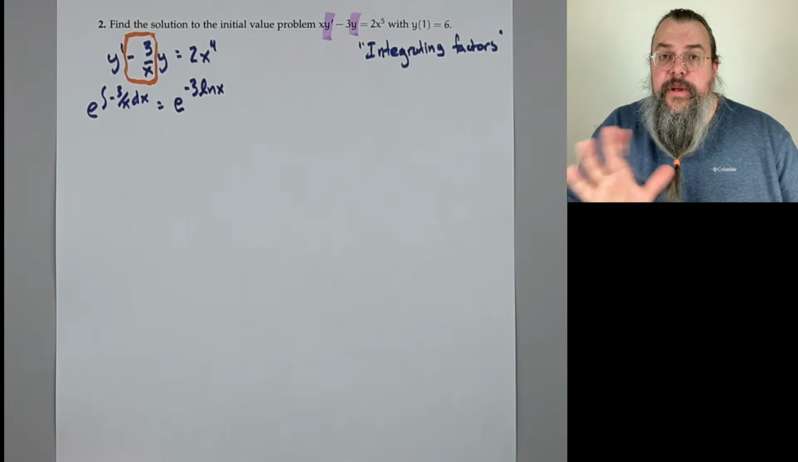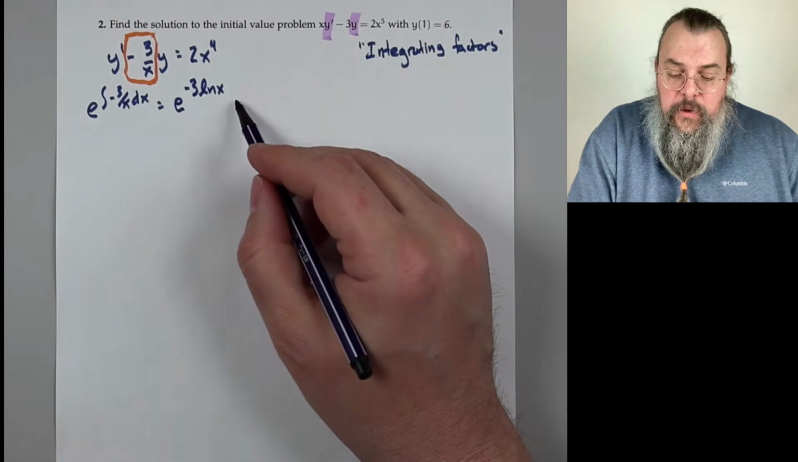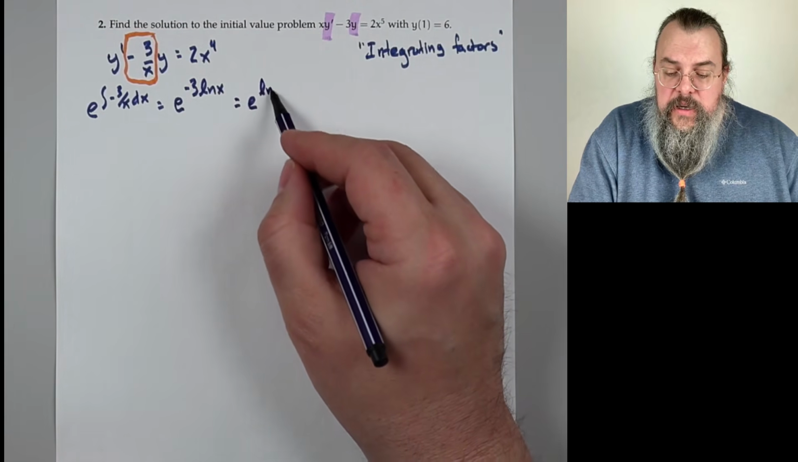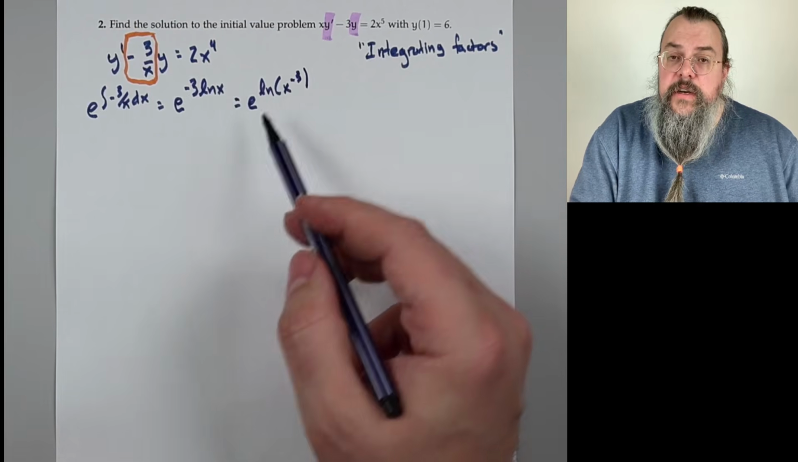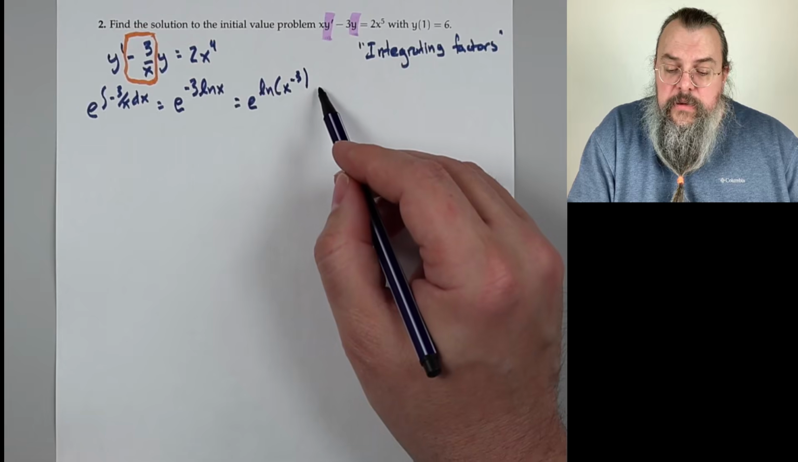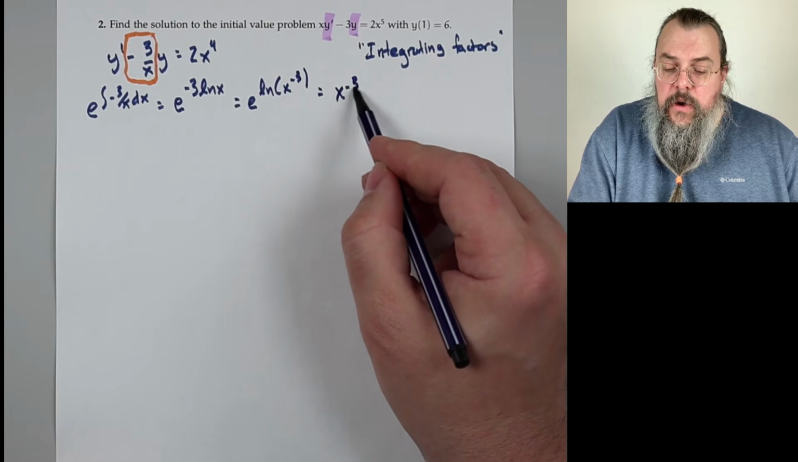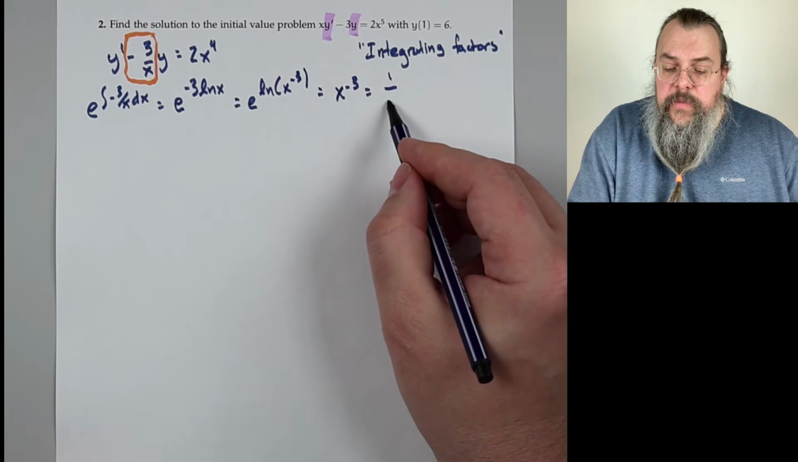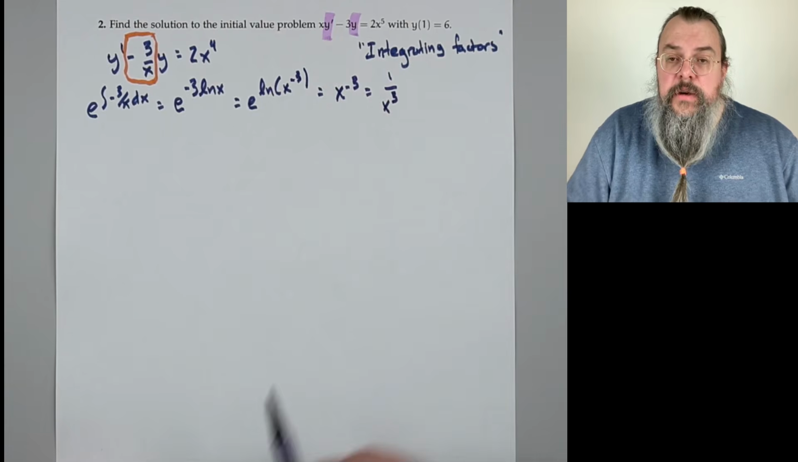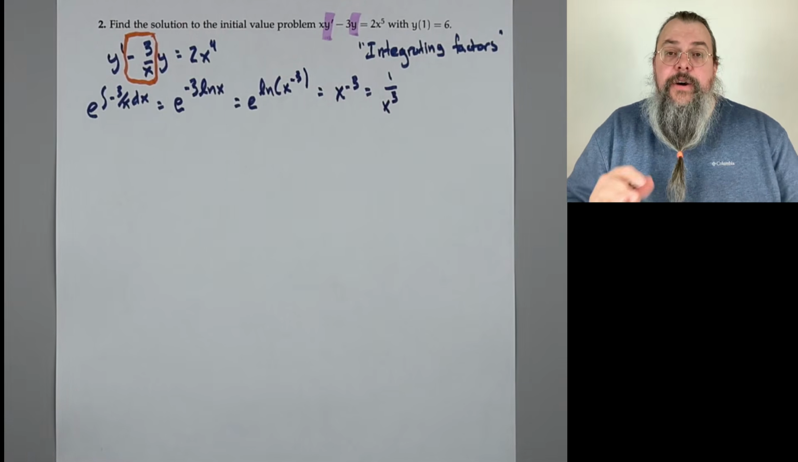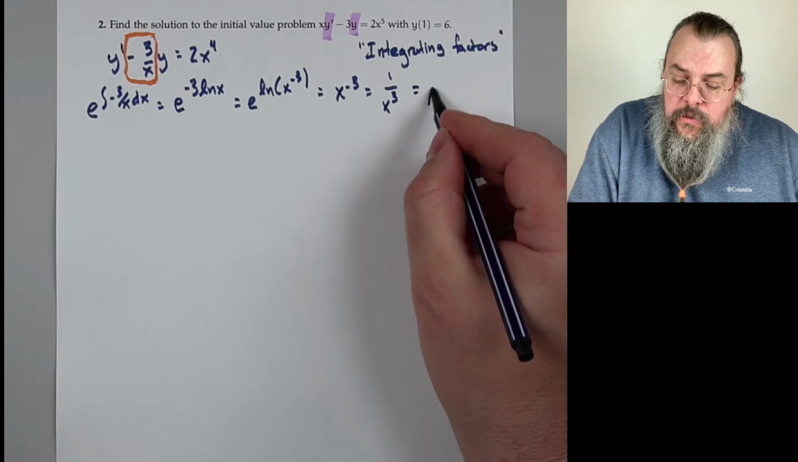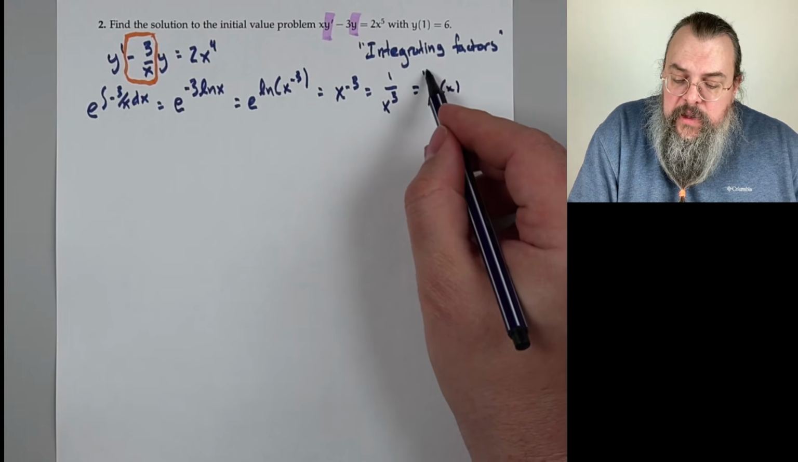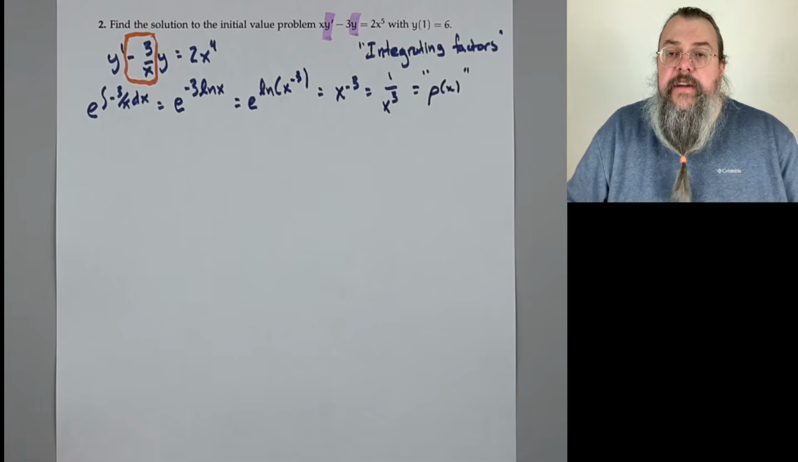We don't need to worry about plus c when we're doing this. Or if you like, that's e to the natural log x to the minus 3. E and natural log are inverse functions, so this will become x to the minus 3, or 1 over x cubed. Great. Now, what is this? Well, this is what we call rho of x, and that's our magic integrating factor.